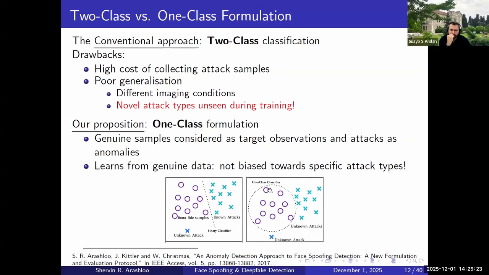Whereas if we try to learn the essence of genuine samples only, then the decision boundary that we learn would not be biased towards any specific attack type. So all the attacks are relatively more or less in the same position with respect to the decision boundary that we have learned. So relatively more robust than the two-class formulation. In essence, it works like an outlier detector. Exactly. Yes, exactly. Okay.